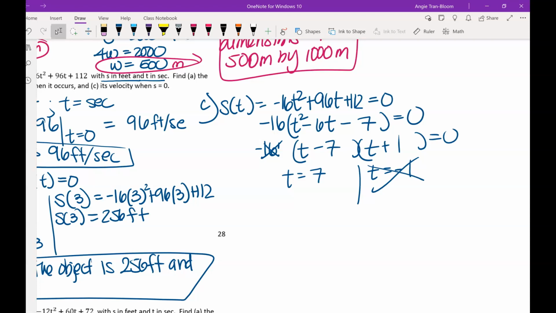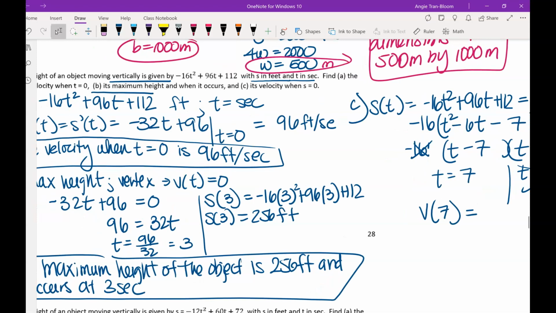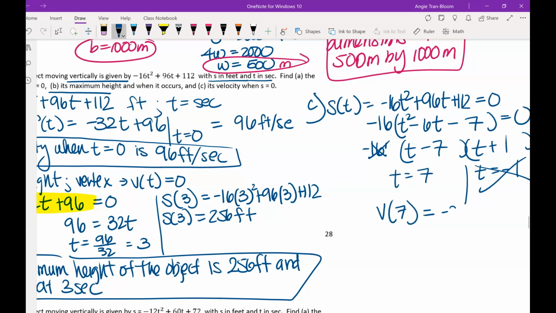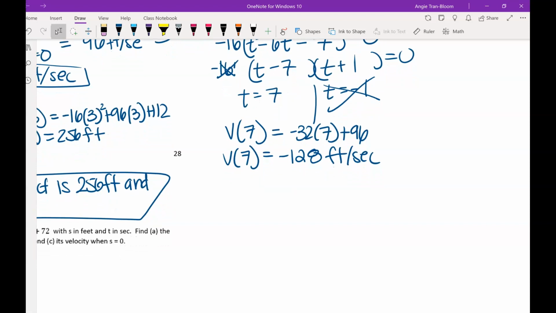So when it landed, let's check out the velocity, because now we have to plug it back in. Velocity of 7. The velocity equation was, it was here. Okay, so negative 32 times 7 plus 96. So velocity when this object is landing is negative 128 feet per second. All right, so that makes sense because it went up.